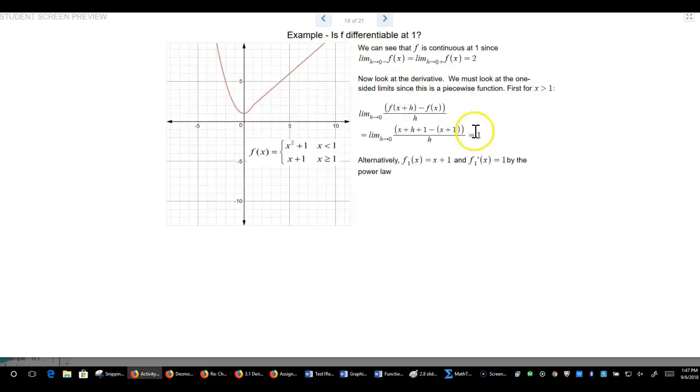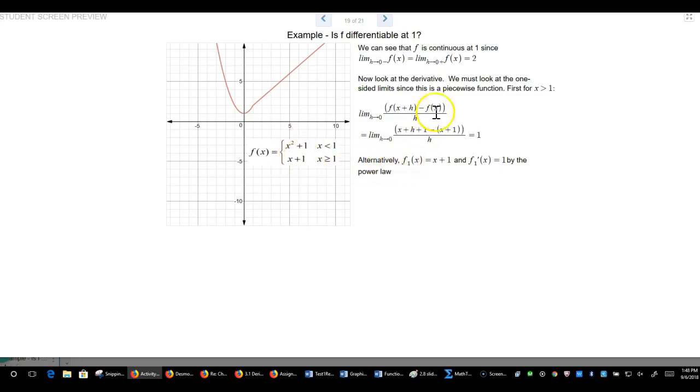Another problem that you might see is you might be given a graph and asked to find where the function is differentiable, or whether it is differentiable at a certain point. So of course we have the proverbial piecewise function. We want to look and see the limit from the right and the left. Before, we would have done the limit definition, but now we can look at each piece.